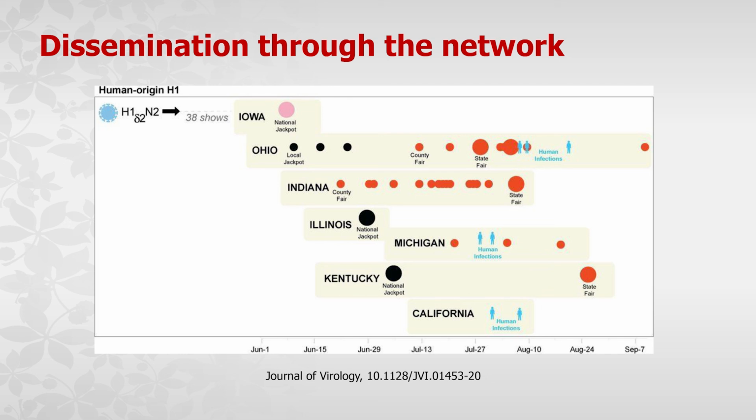But nonetheless, the idea that we could influence that at that large national jackpot show in early June in Iowa and prevent some of those transmissions downstream certainly is attractive to us. And that's where we're trying to position ourselves so that we don't have these large, long-scale viral dissemination events.